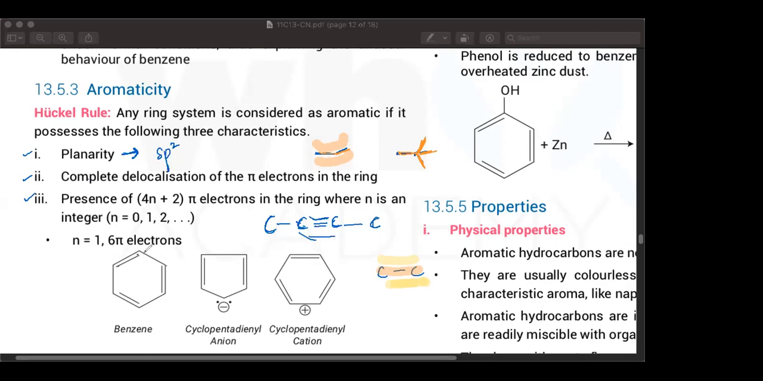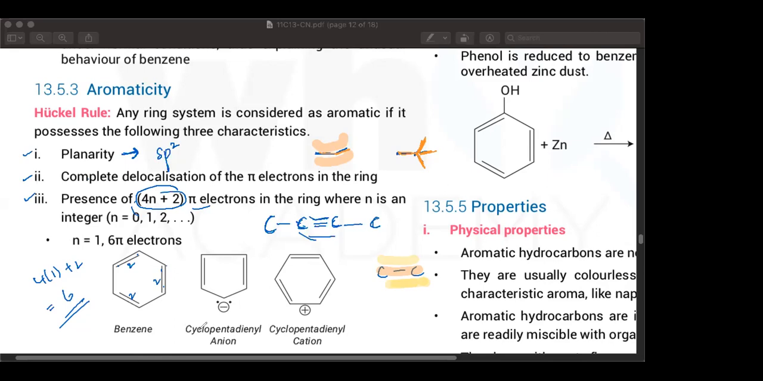So if you have 4n plus 2 pi electrons in the ring, for example benzene, you have 6 pi electrons in the ring, so 2 here, 2 here, 2 here. See if it is fitting 4n plus 2. So 4 into 1 plus 2 is equal to 6 electrons. It is satisfying the 4n plus 2 pi electron rule. So you can confirm that yes, benzene is capable of showing aromatic properties.